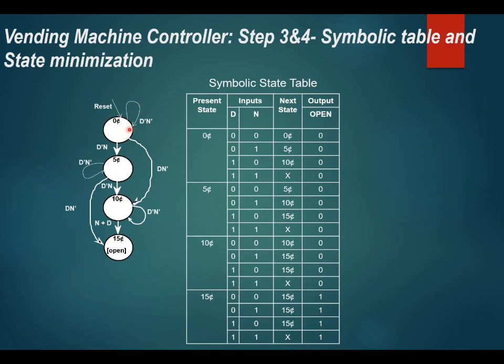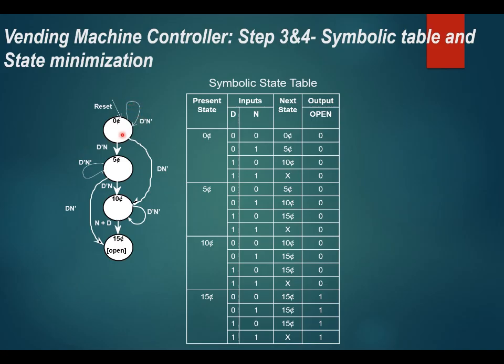So just now S0, we can change the name. It's always good to have a more meaningful name for the state. So you can change the name to 0 cent, which means this state means 0 cents is accumulated in the machine. Okay, you have 0 cent, and then when D bar N bar, that means when there is no coin received, then it will wait in the same state.